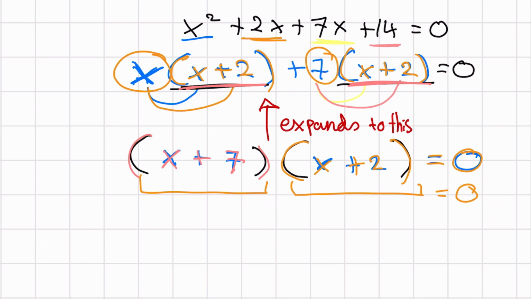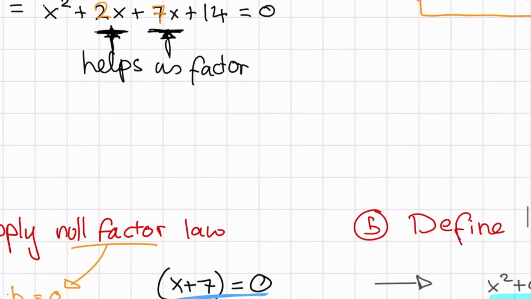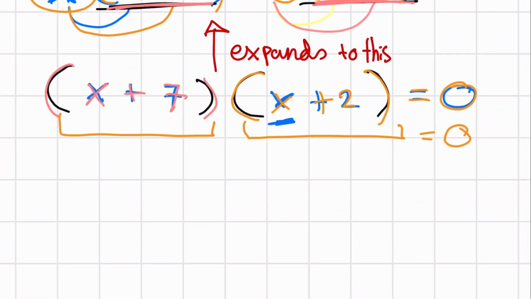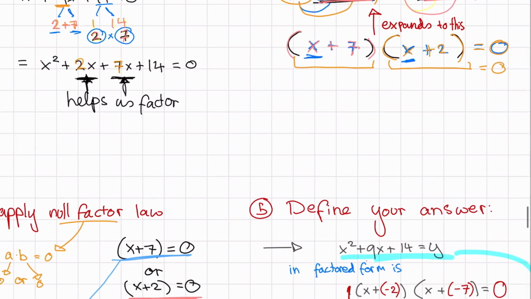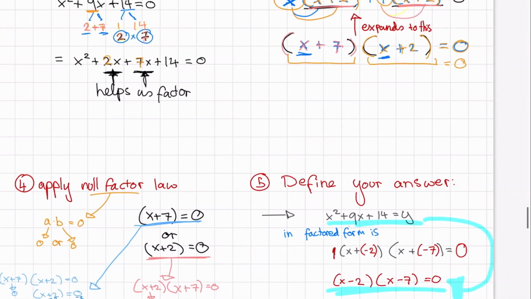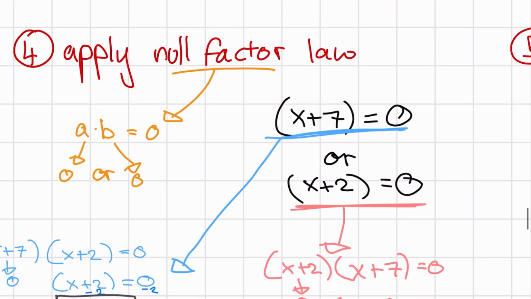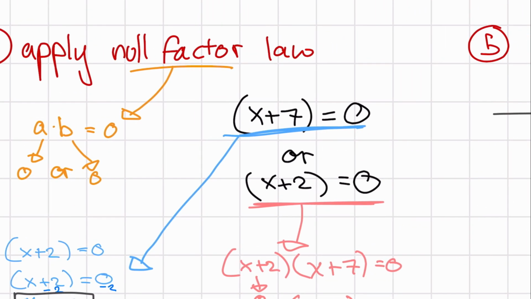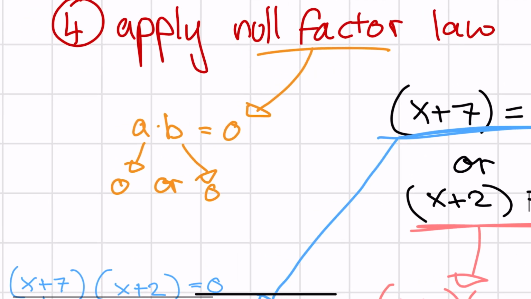If we want to solve this just a little bit further, and we want to also know what these two unknown variables are, which are x's, then we can try and solve for those x values. So what we could do is apply the null factor law. The null factor law states that if two factors are being multiplied by each other and their product is 0, then at least one of those factors is going to be equal to 0 too.